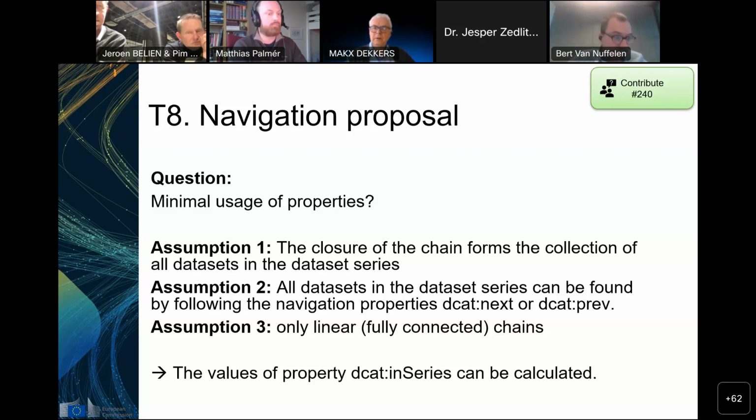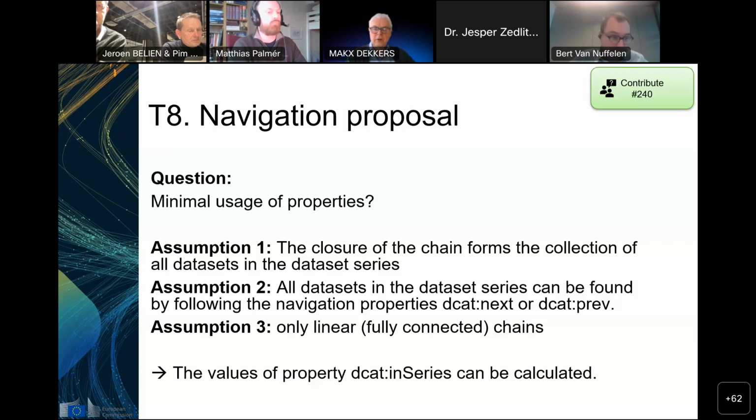Okay, we see a quote from Matthias. So instead the goal, and this is then to use only, so to recommend, and even stronger, to use in series to indicate the membership of a dataset in a collection, a dataset series, and to use that one.